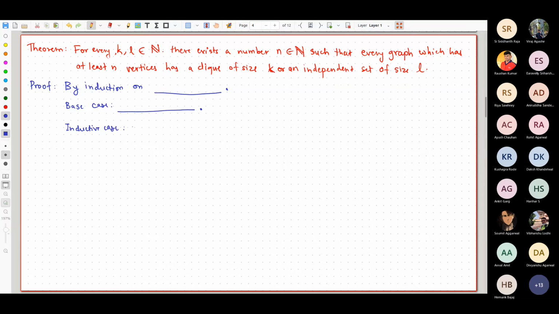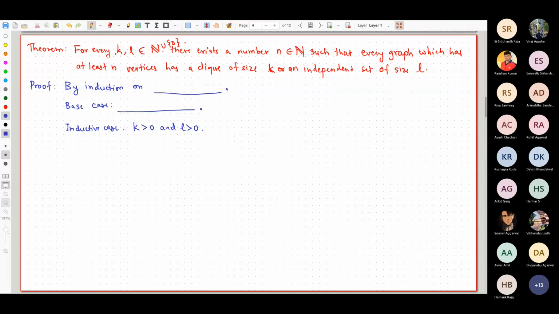So for the inductive case, let us assume that K is greater than 0 and L is greater than 0. Obviously, whatever base case you state should cover the case where K is equal to 0 or L is equal to 0. Okay, so now what are we guaranteed by the induction hypothesis? What does the induction hypothesis tell us?